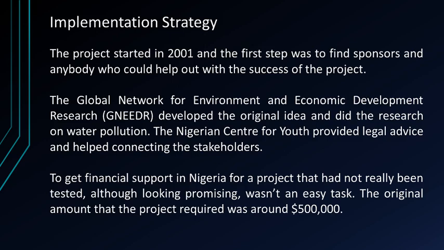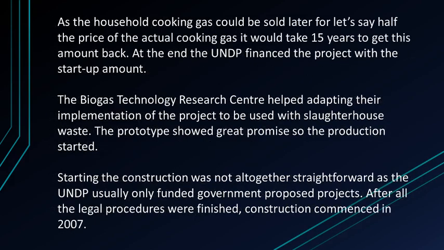Now, to get financial support in Nigeria for a project that had not really been tested, although it looked promising, wasn't an easy task. The original amount that the project required was around $500,000. As the household cooking gas could be sold later for, let's say, half the price of the actual cooking gas, it would take 15 years to get this amount back. In the end, the UNDP financed the project with the startup amount.